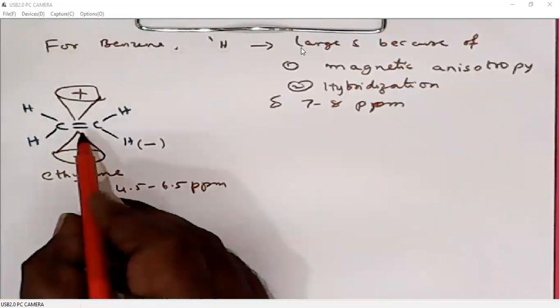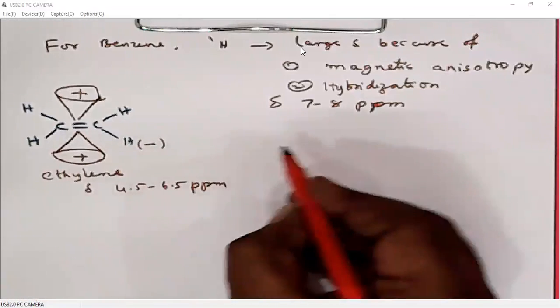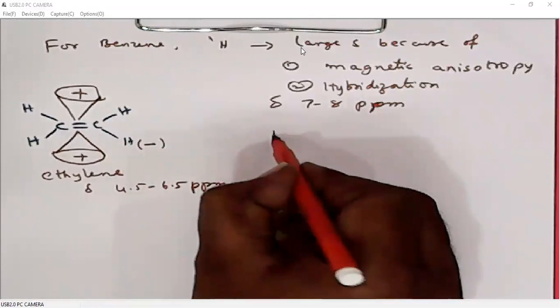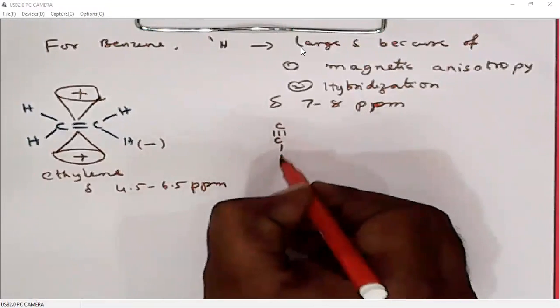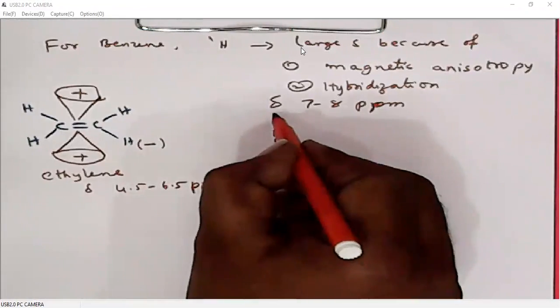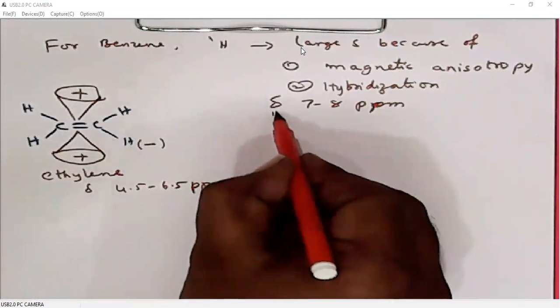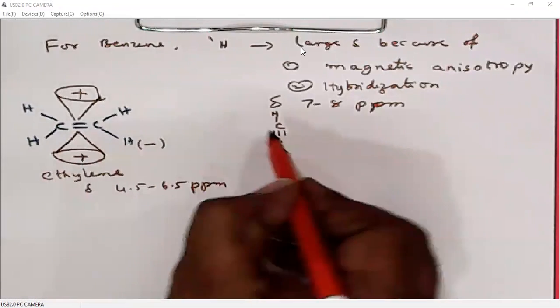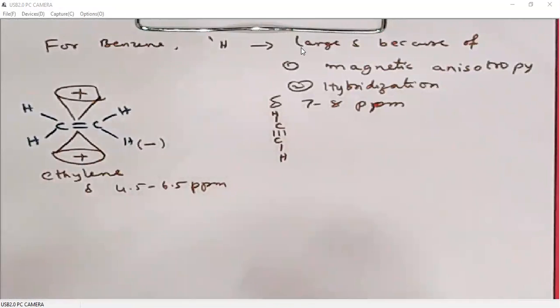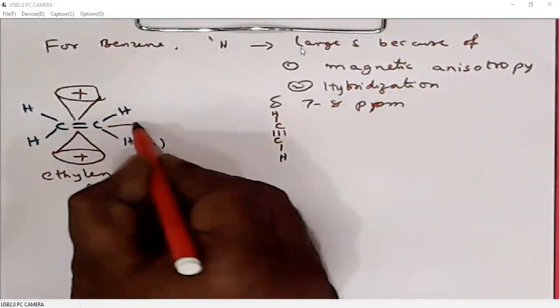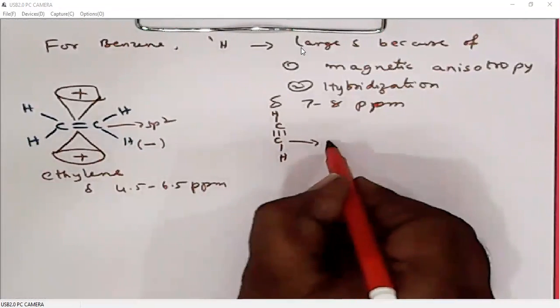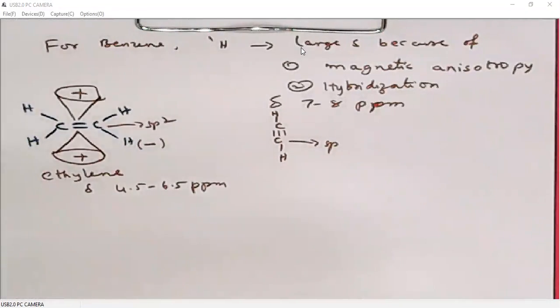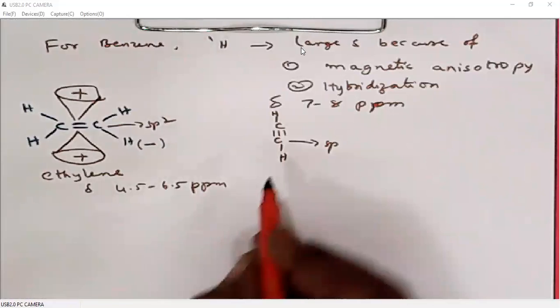Here it is, the only right. Next example is acetylene. We do expect that ethylene is only sp2 hybridized carbon, whereas acetylene is sp hybridized carbon. So because of the increase in hybridization, we do expect that the protons on the sp hybridized carbon should appear at a very large delta compared to ethylene, right?